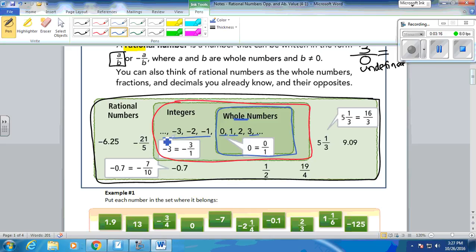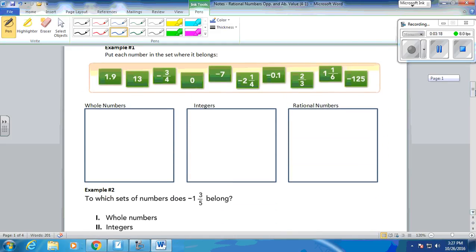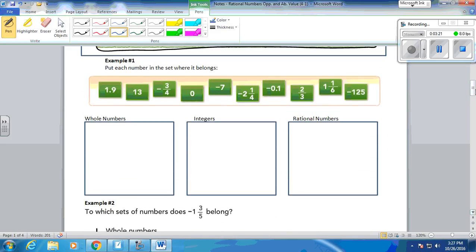So what we're going to do in example number 1 is place these numbers into each set where they belong. On your notes, I don't know why, but the integers box is a little weird. Don't worry about that. So I'd like you to pause the video and just decide where all these numbers belong.